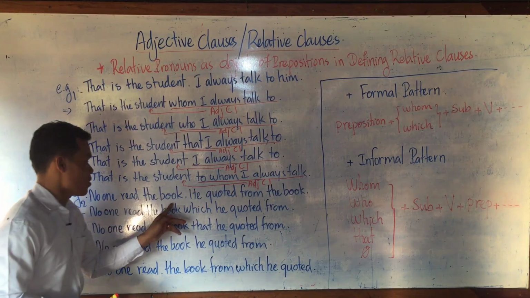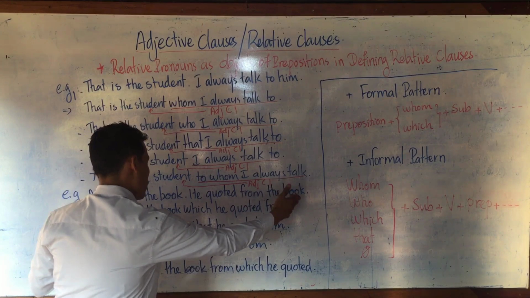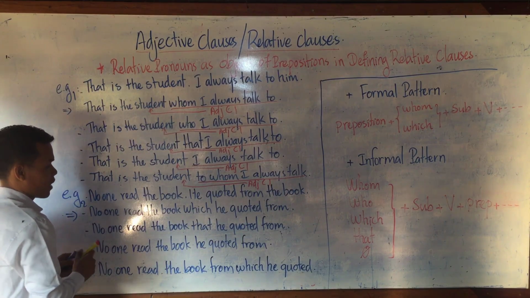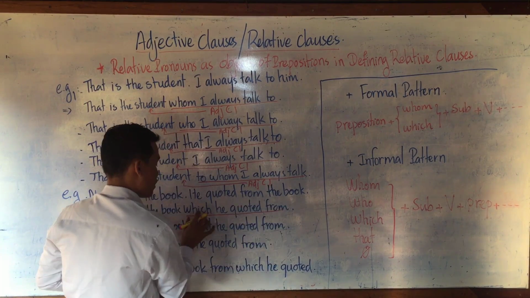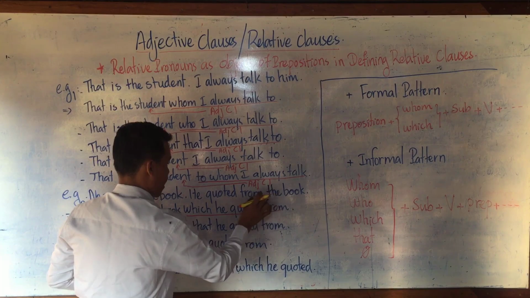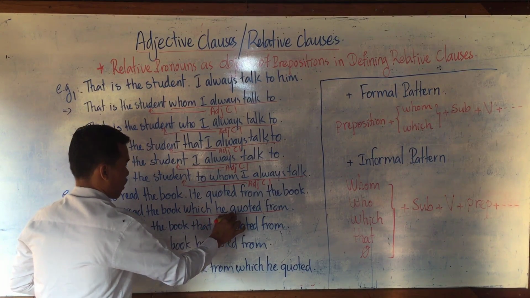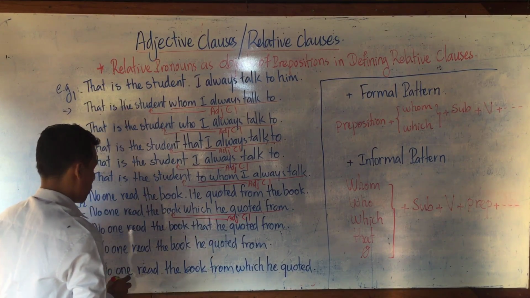No one read the book. He quoted from the book. Book and book, 2 simple sentences. And then we can write an adjective clause. No one read the book which he quoted from. From is a preposition, so which replaces the book. The book is the object of from. That's why which here is also an object. From which to from is an adjective clause modifying the book.